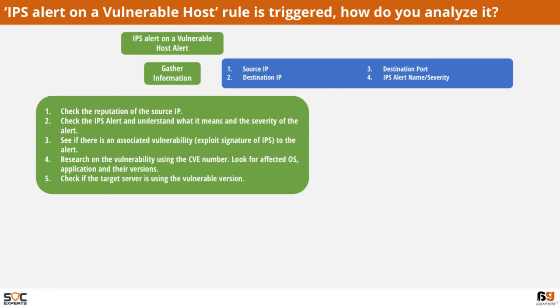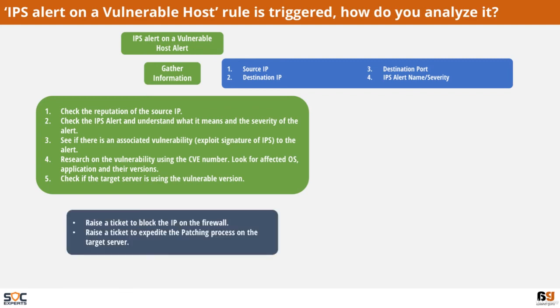See if there is an associated vulnerability to the alert. So research the vulnerability using the CVE number. Look for affected OS, applications and their versions. Check if the target server is using the vulnerable version or not. Remediation would include raising a ticket to block the IP address on the firewall, and raising a ticket to expedite the patching process on the target server.